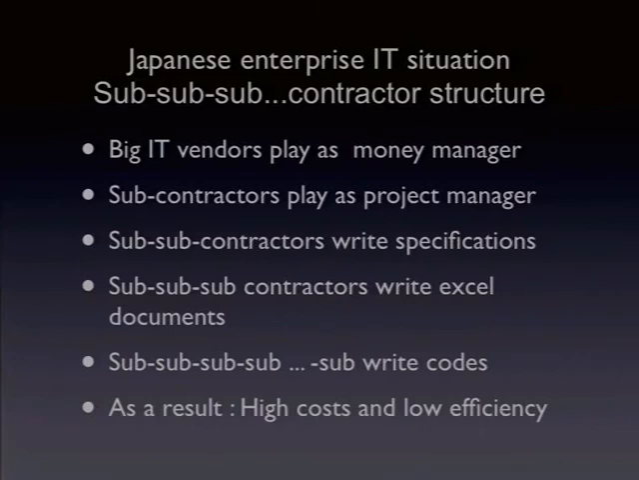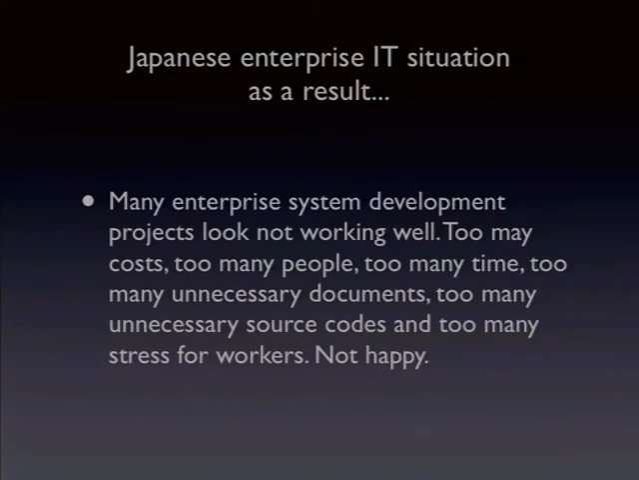Subcontractors act as project managers. Subcontractors write specifications. Subcontractors write Excel and Word documents. And the lowest-level subcontractors write code. As a result, high costs and low efficiency. So many enterprise system development projects do not seem to work well.